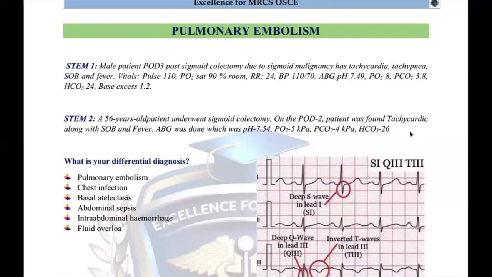I am requesting you, don't try to be a superhero in the exam hall. Memorize that if this type of presentation comes, we will say this is pulmonary embolism. Pulmonary embolism. Don't try to be a superhero in the exam. Definitely, if you try to be a superhero in the real exam, you will fail. I can assure you, especially at those stations.